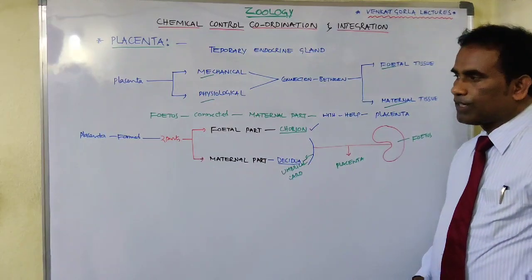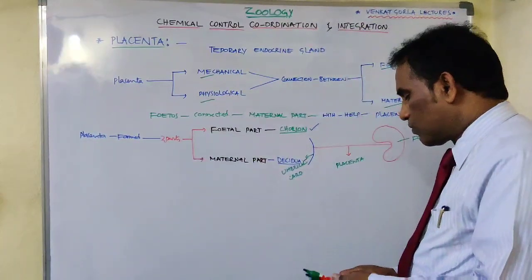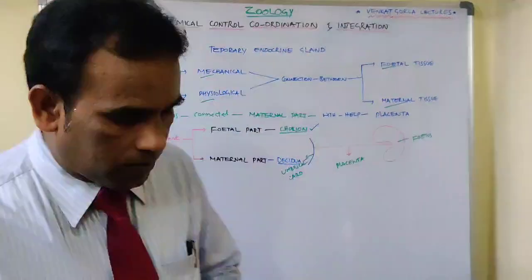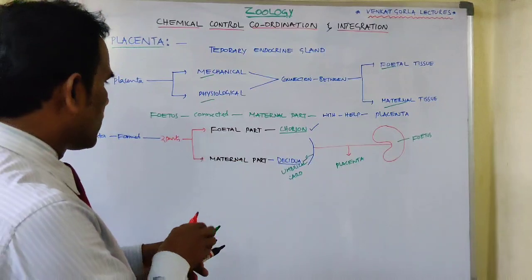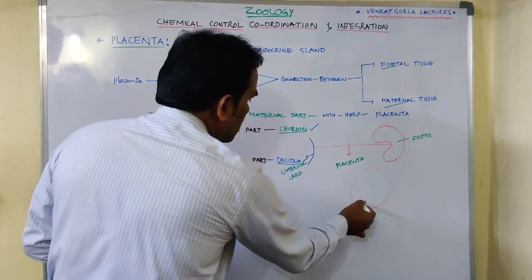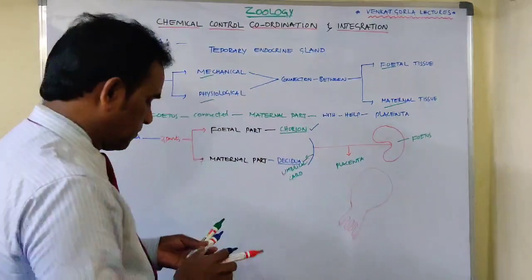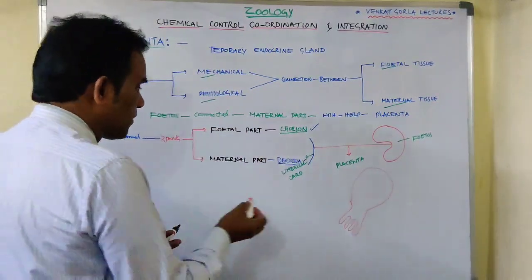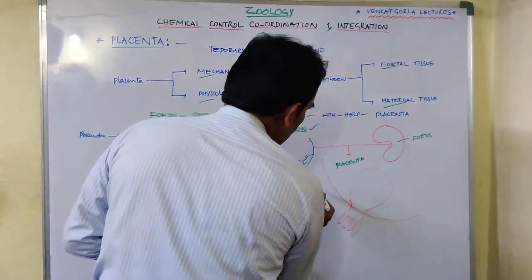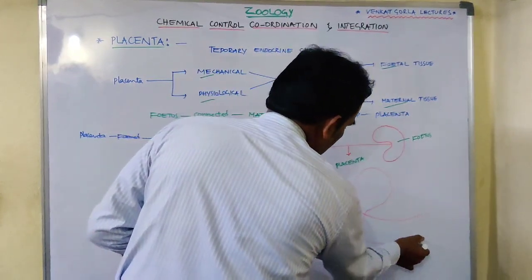Decidua. Alright. Now let's go for the diagrammatic representation for a while. Of course, the detailed study of this placenta we'll see in the reproduction topic. For understanding purpose, I just draw a little. So this is, think for a while, this is embryo.